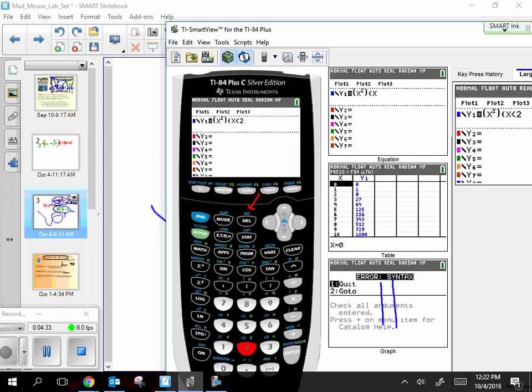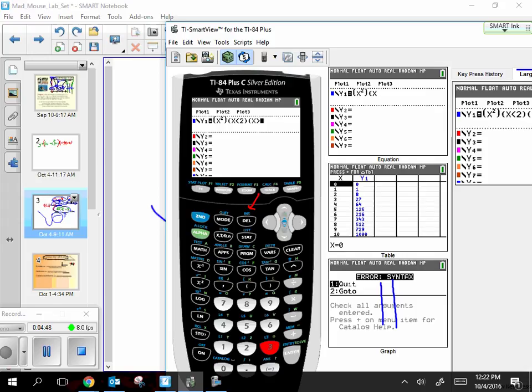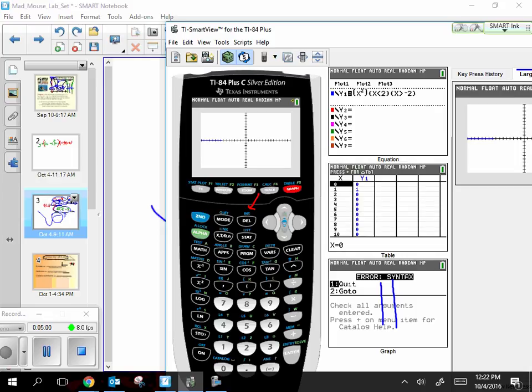End the parentheses. And another parentheses around the other requirement. What was that? Yes, x greater than, also on the test menu. Greater than is the third thing there. Greater than -2. Don't forget to use the negative key, not the minus key. Enter. And I hit graph. Look at that, it stops it.